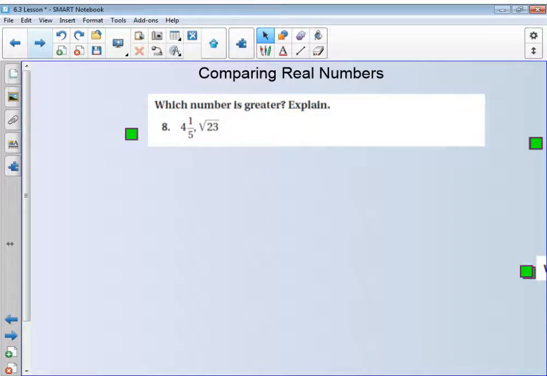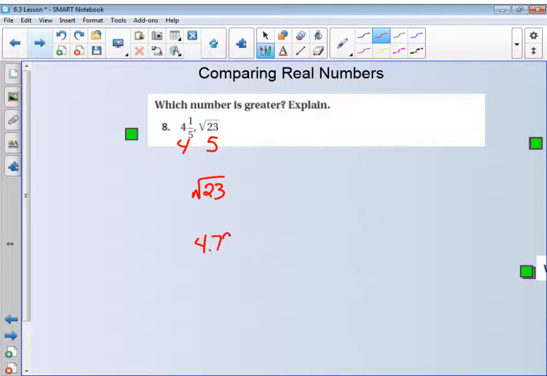Okay, so the square root of 23 is really close to the square root of 25. So this one's really close to 5 on the number line, and this is going to be closer to 4 on the number line. So which is going to be bigger? The square root of 23. And if I want to check that, I could change both of them to decimals too. The square root of 23 is 4.79, and 4 1/5 is 4.2. So once again, if you prefer to see them as decimals, you could also compare them that way.